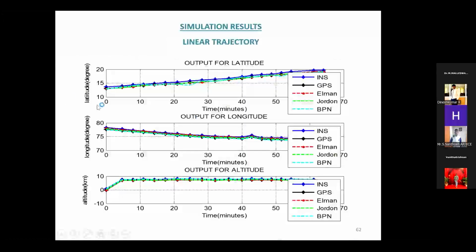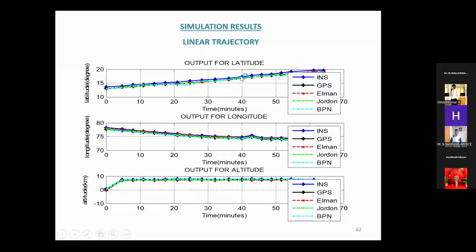So this is the way I'm getting my graph. For latitude and longitude, both are in degrees, like the angular values of the gyroscope. For altitude, I am going with the accelerometer, in kilometers. Almost INS, GPS, Elman, Jordan, PPN come closer.